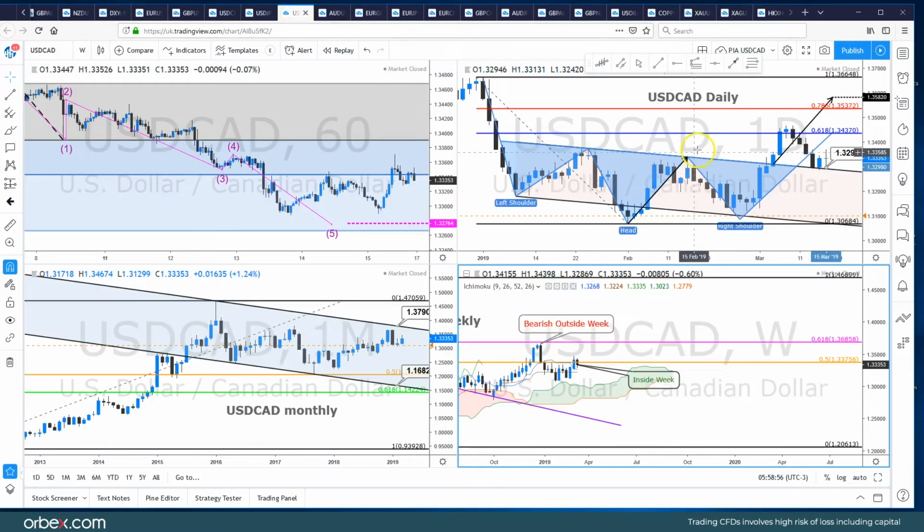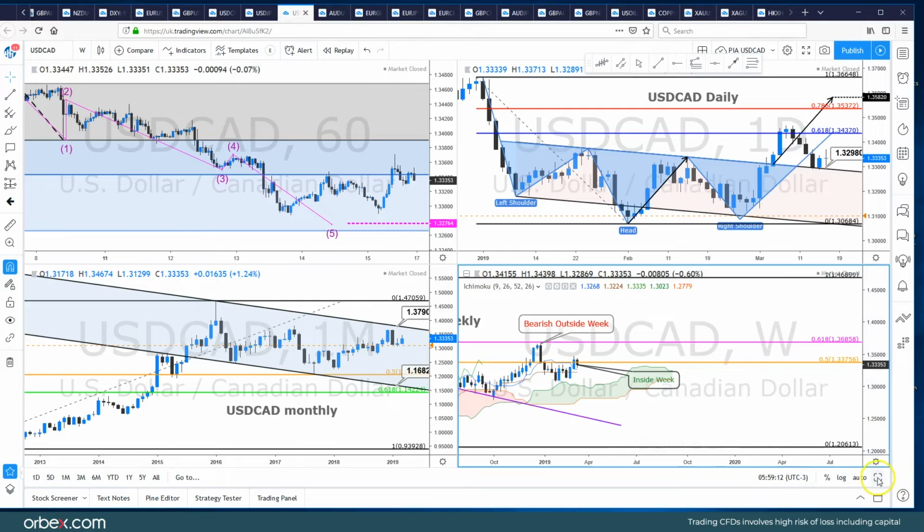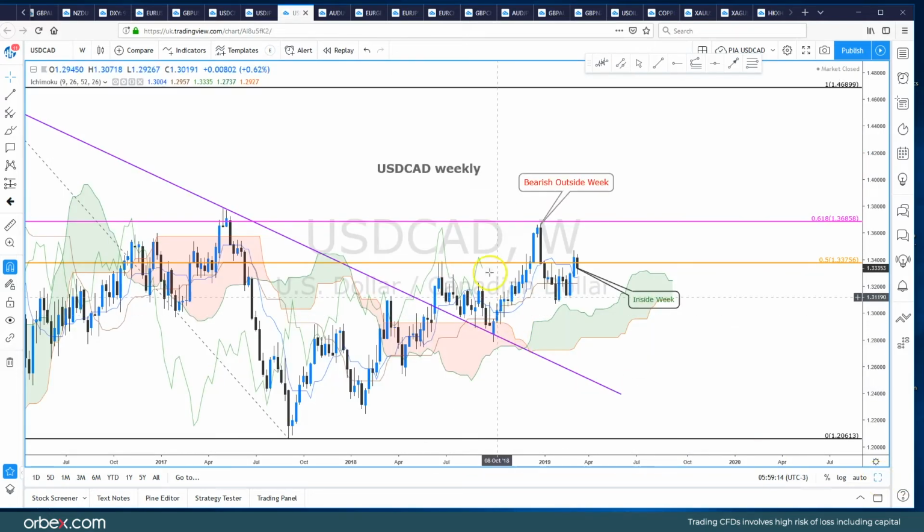Dollar CAD. Now we did call the head and shoulders formation. It didn't push to our expected target level, which is a little bit disappointing. Let's have a look. We've got an inside week, so a bearish outside week keeps the bias to the downside. Inside week is a highlight of indecision.